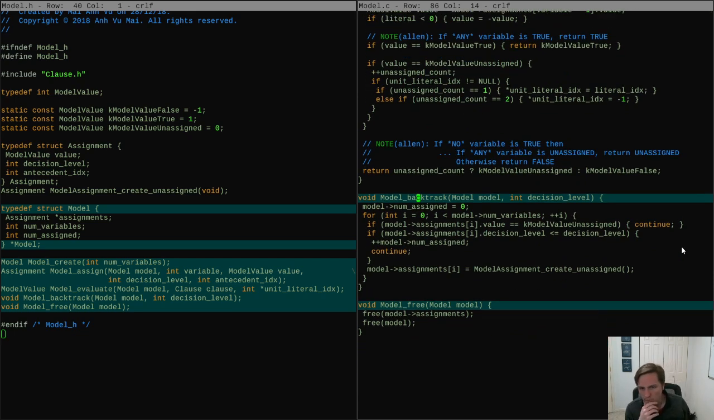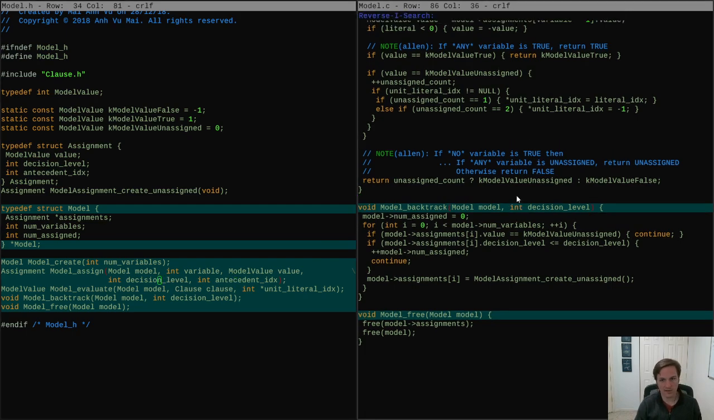All right. Backtrack. What does backtrack do? Decision level. Okay, so what this is doing is it's giving us a way to unroll some assignments. So we have this model thing. We can add assignments into it. So we can say, like, you're true, you're false, you're true, you're false. And then we might want to say, all right, let's go back to a state before all those things got assigned. And so when we're assigning them, we still don't know what antecedent index means, but the decision level makes sense.